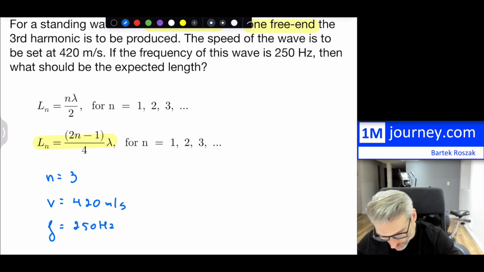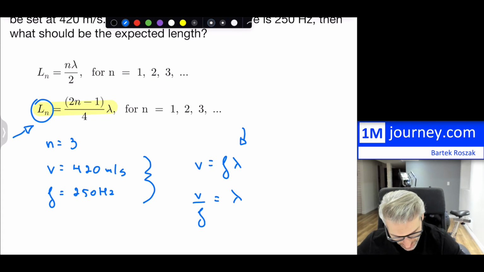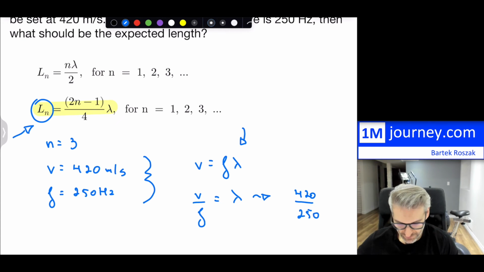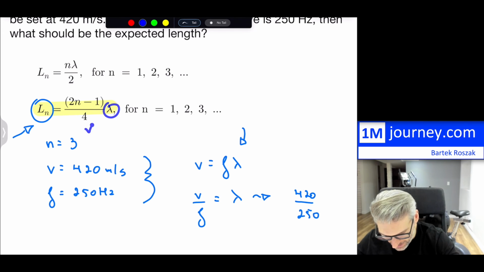All right, so we want to know the actual length within here. So let's see. Just directly from here, I'm going to find out, remember, V is equal to frequency times lambda. I can find lambda no problem, because that's going to be V over F. So my lambda is 420 divided by 250. Once I have that lambda, I can substitute it back into here to find out the rest.